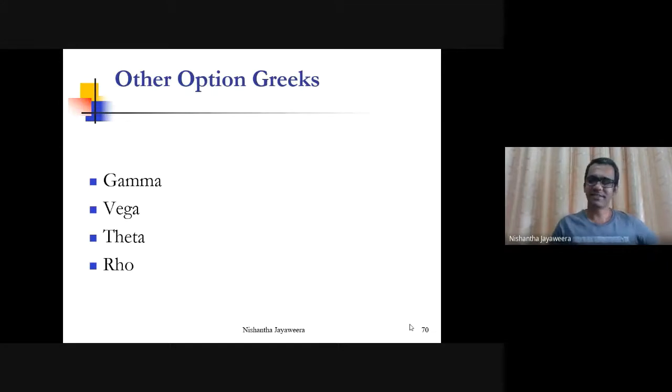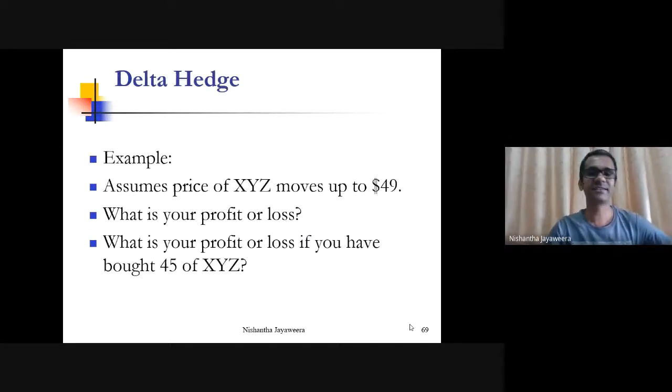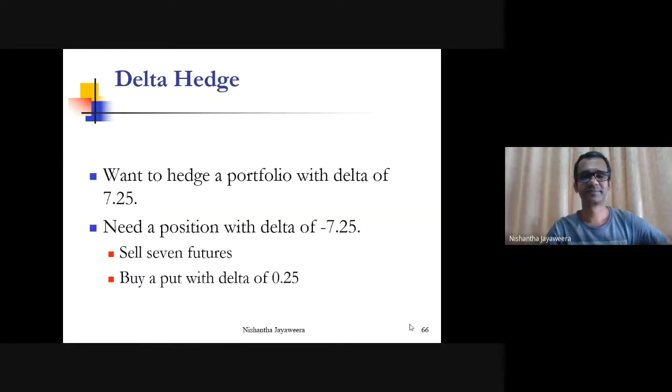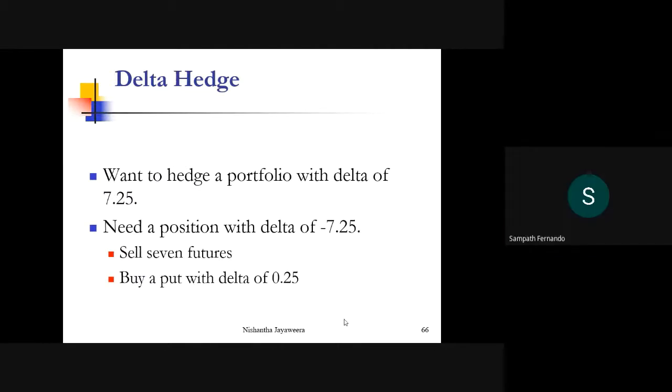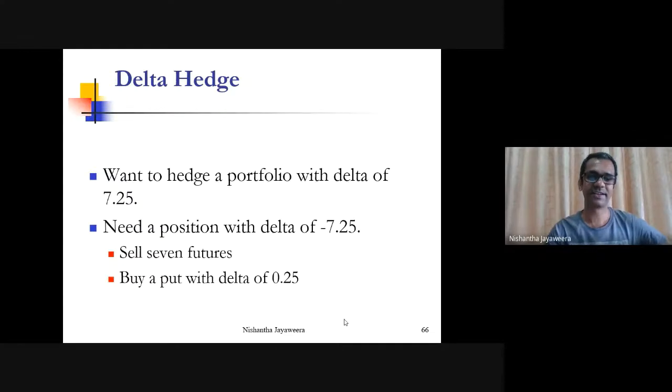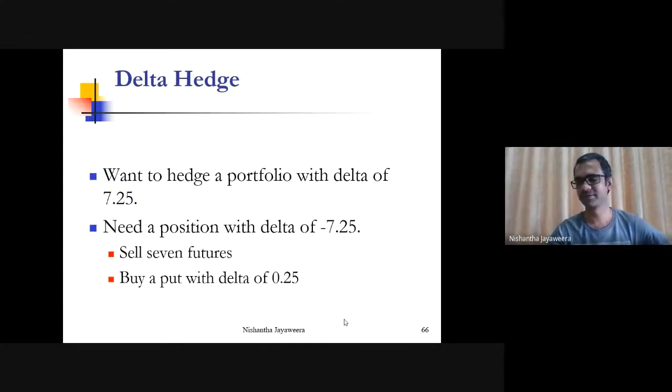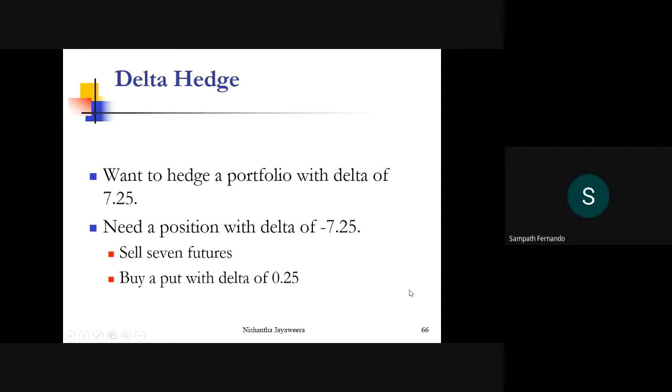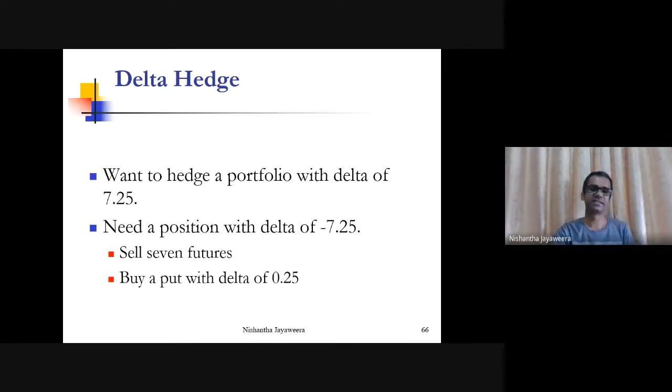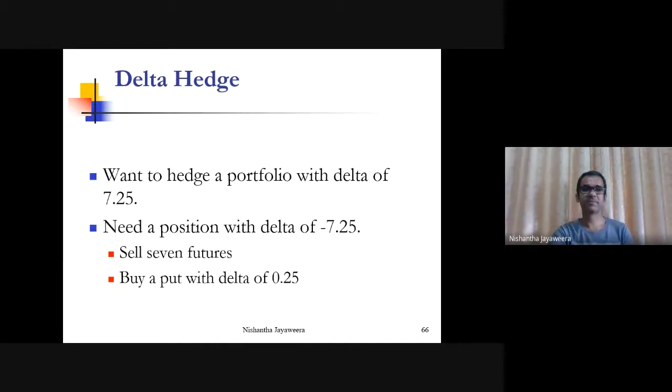So basically, what is delta? Whether it's cumulative or not, what is delta? The price change in the option premium in relation to the change in the price of the underlying asset. What is the change in the option value or the premium for a 1 unit change in the price?